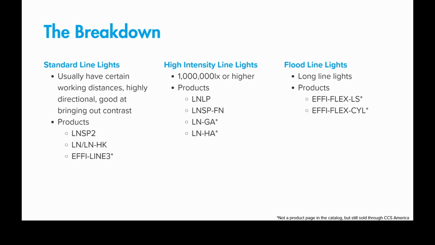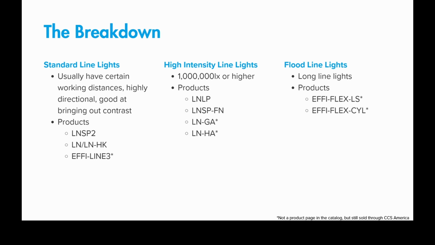When it comes to high intensity line lights, that's going to be what we consider 1 million lux or higher. Our products are the LNLP, the LNSPFN, and the LNGA and LNHA. Those two also have an asterisk for similar reasons. They're not in this portion of the catalog, but they are bright line scan lights that we sell with iTech. So they're just another thing to consider if you're looking at really high light. I'll talk about them a little bit more in the next page or two.